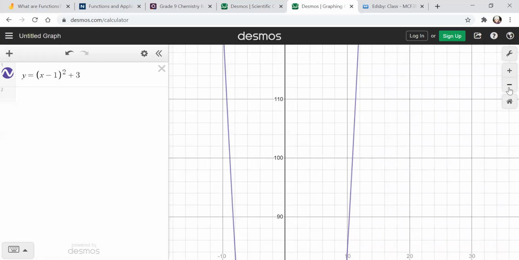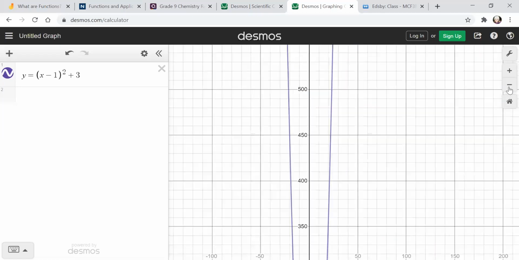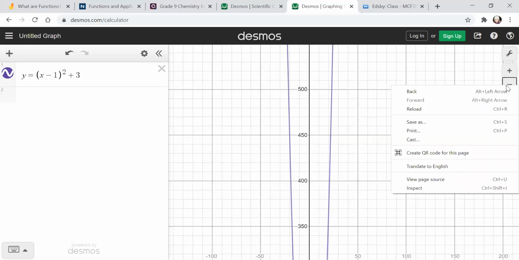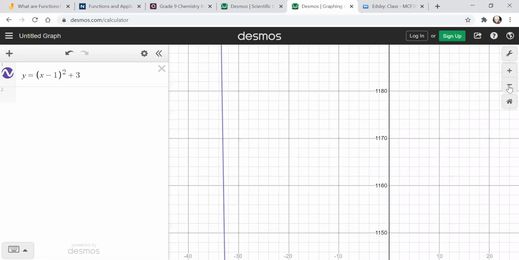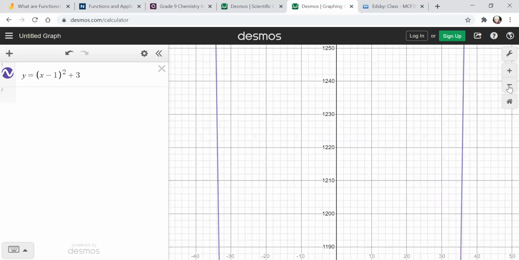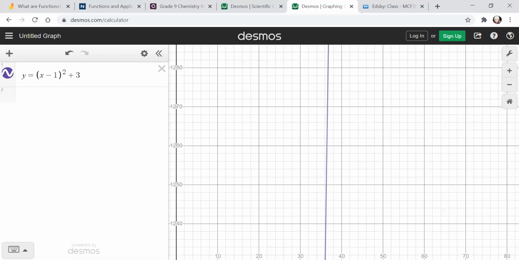Does it ever, oops, I'm going the wrong way. Does it ever stop as far as the width of it going? It looks like I'm zooming out. Does it ever stop? No. Awesome. So what am I going to write for domain for this quadratic function?